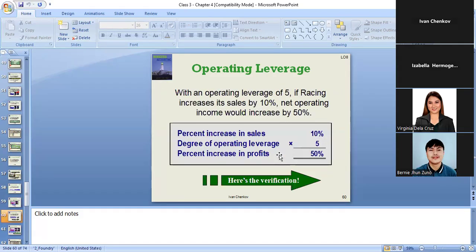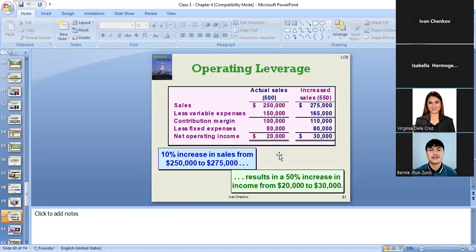That means that if they increase the sales by 10%, that's going to give them a 50% increase in their operating income. So the percentage increase in sales times the operating leverage is going to give you the increase in the operating income. Let's see if that's actually checked.